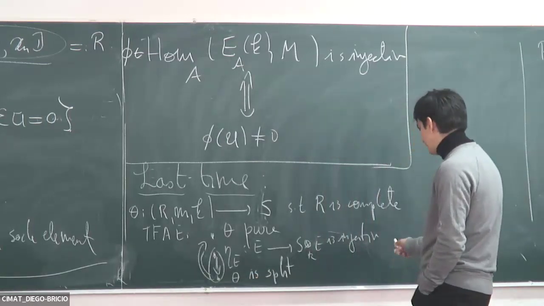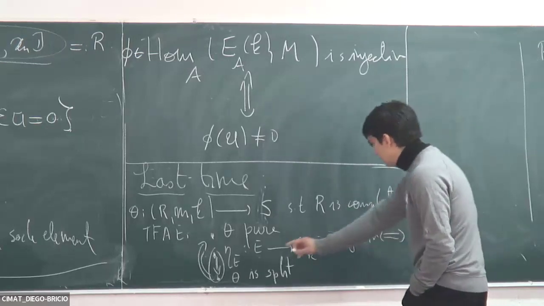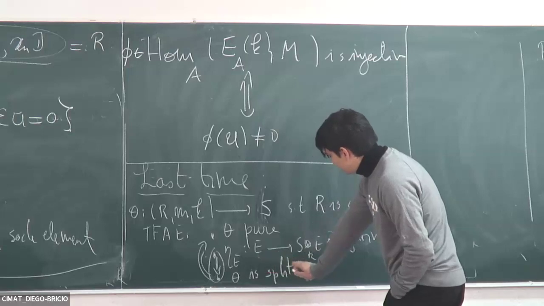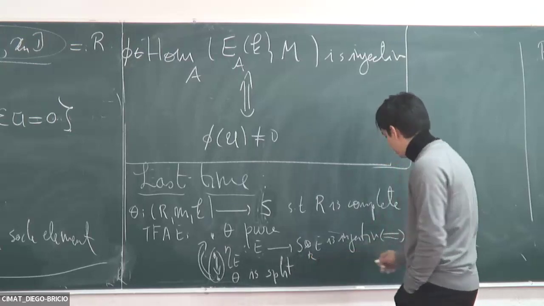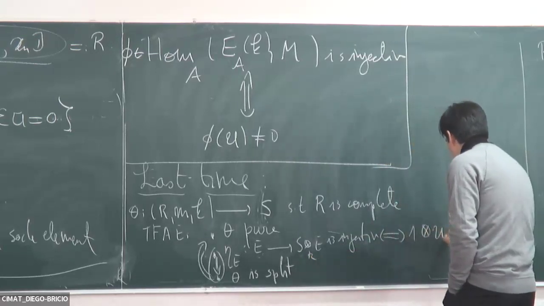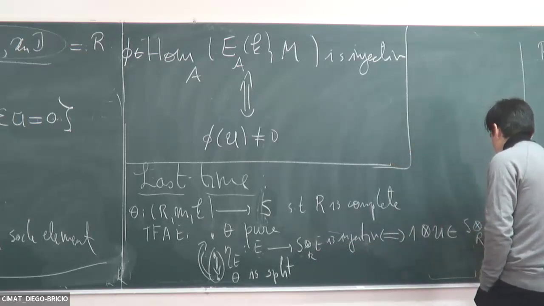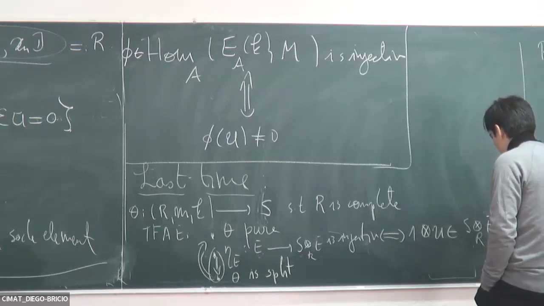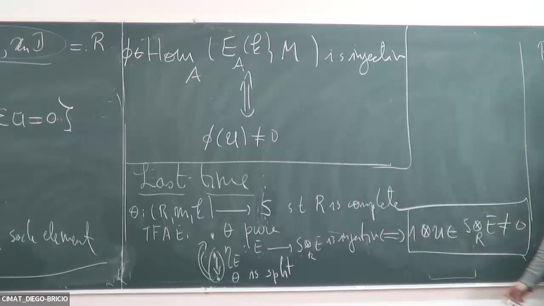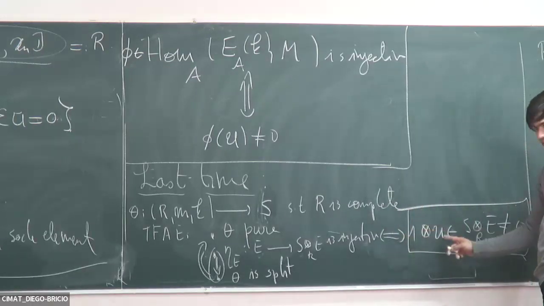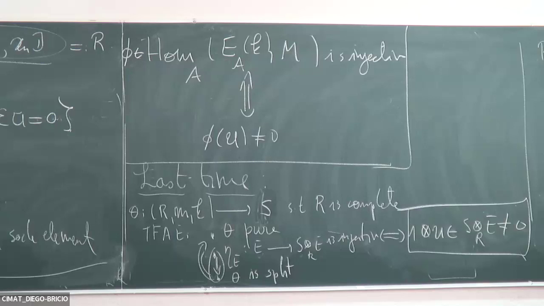But actually we can add a new condition here, because the injectivity of this map means that the image of the socle element is not zero. But what is the image of the socle element here? It is one tensor U. So in other words, one tensor U in this module is not zero. That's going to come out later, so it's important to have it here. So to prove that theta is pure, all you have to do is to verify that this element is not zero.